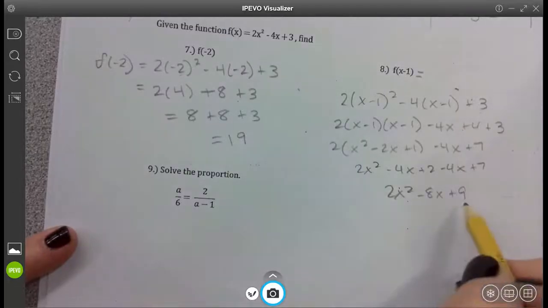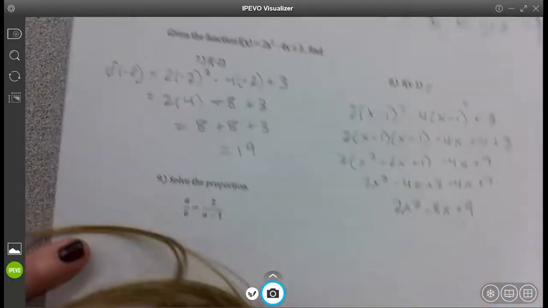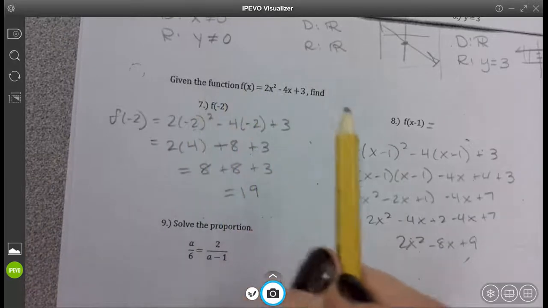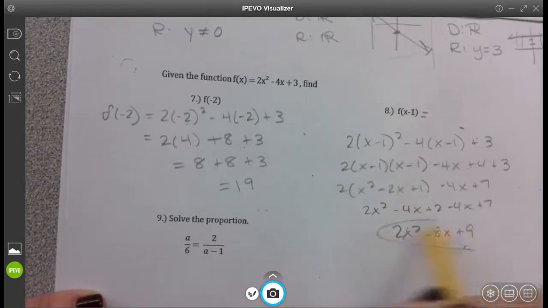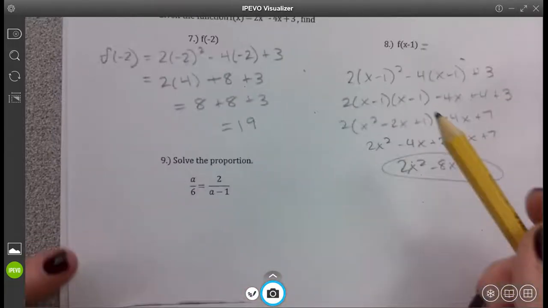That's it. Students start to try to solve. They're not asking you to solve. They said, given the function, find. This is evaluating. This is substituting and simplifying. That's it. You're not solving. The word solve is nowhere.